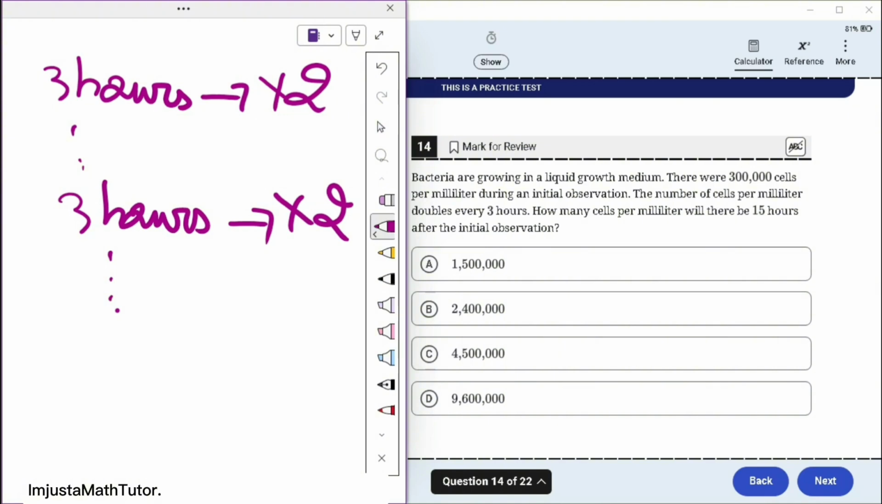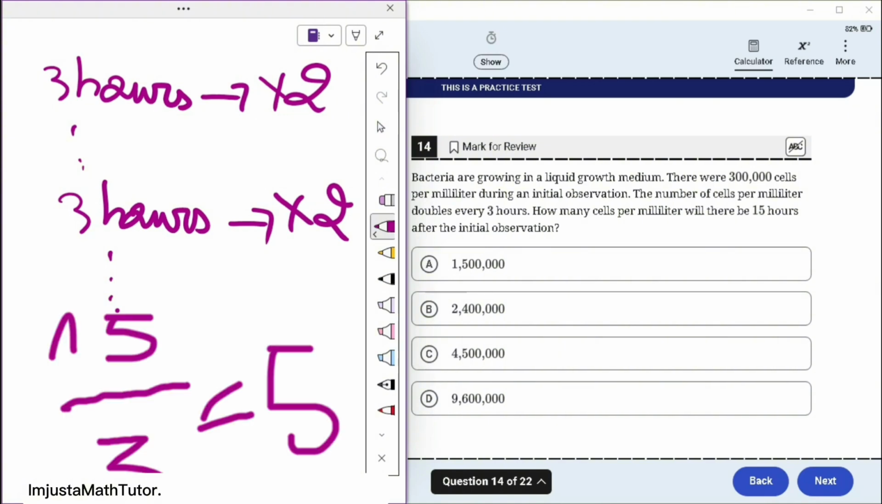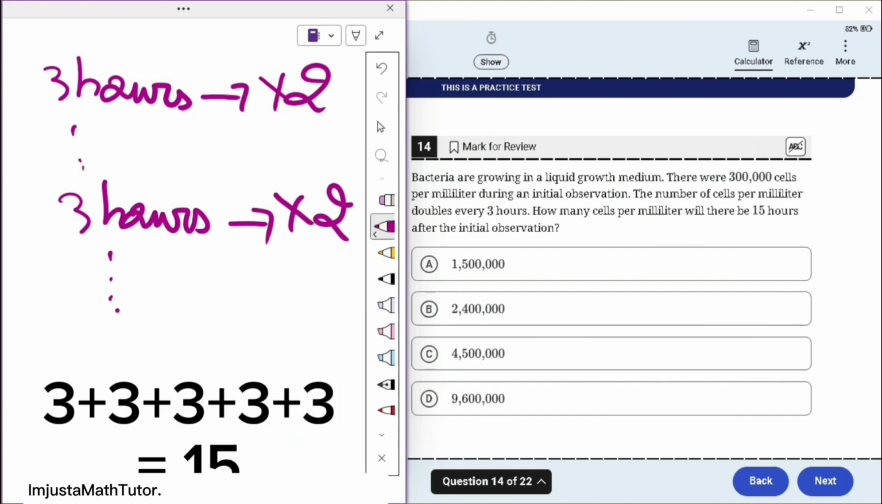Now, to know that, we need to know how many 3 hours there are in 15. So we divide it by 3, we have 5. If we add them up together, we get 15. And every 3 hours it's going to double, so times 2 times 2 times 2, 5 times, which equals 2 to the power of 5, right?